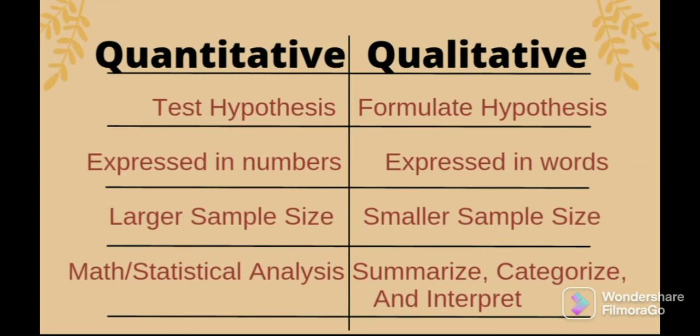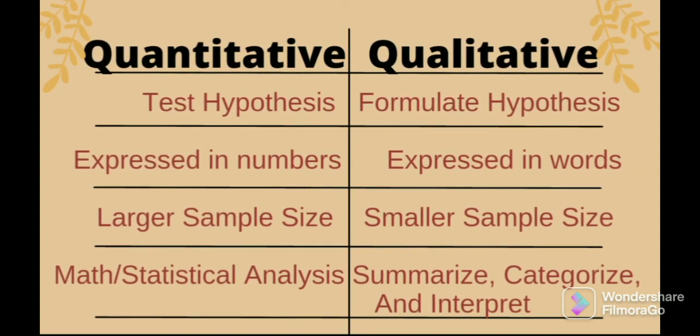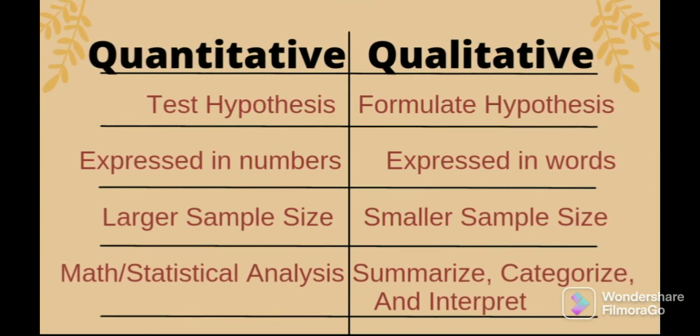And here are the differences between quantitative and qualitative research. Quantitative allows you to test hypotheses so we can expect to see data collected. With this approach, we will mainly express in numbers and graphs. It also requires a larger sample size and is often analyzed in math and statistical analysis. On the other hand, qualitative research allows you to formulate hypotheses, and it should be expressed in words, and it requires fewer respondents. The data is analyzed by summarizing, categorizing, and interpreting.